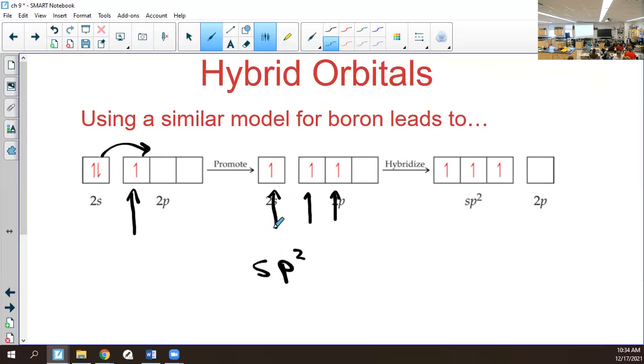Okay, if I were to draw boron trifluoride, do we remember it looks like this?